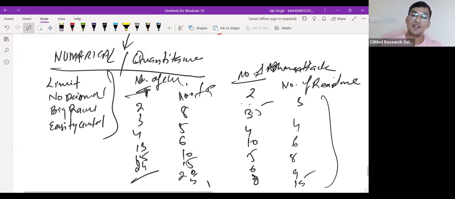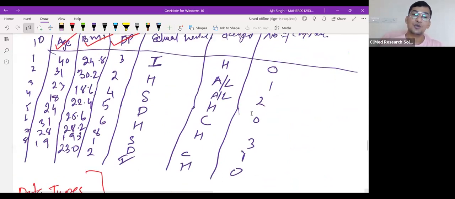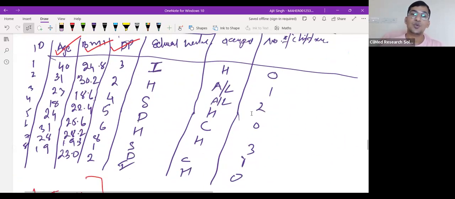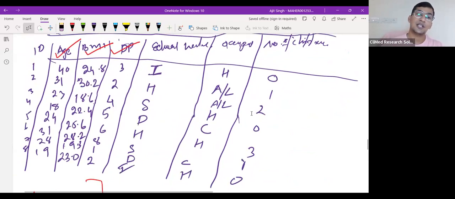And now if I show you my data set, can you tell me which one is the discrete data set? Tell me which one is the discrete data set, guys.